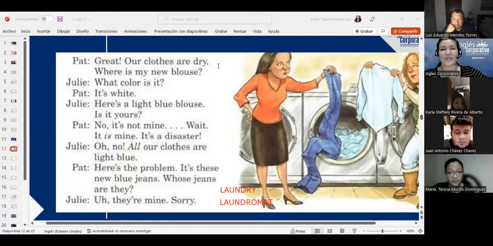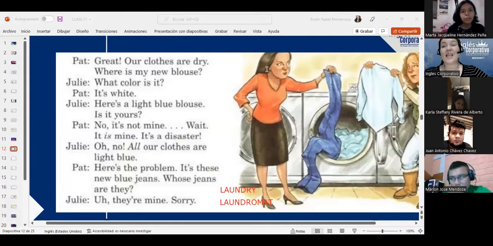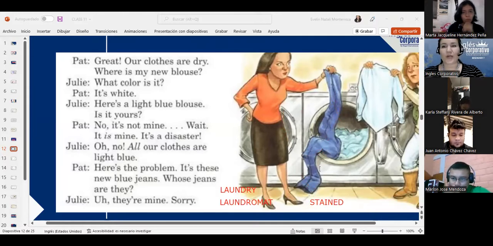So all the white clothes turn out to be what color? Light blue. They turned light blue, right? So in this case, what was the problem of the laundry? What caused the problem? They mix color clothes with white clothes. And who was guilty of the problem? The jeans, right? The jeans stained all the clothes. La manchó, right? It stained all the clothes.